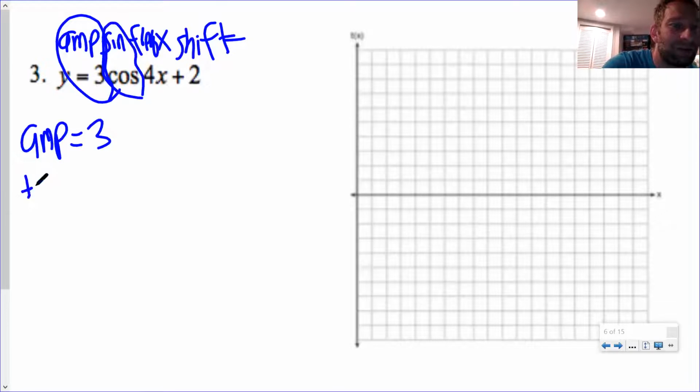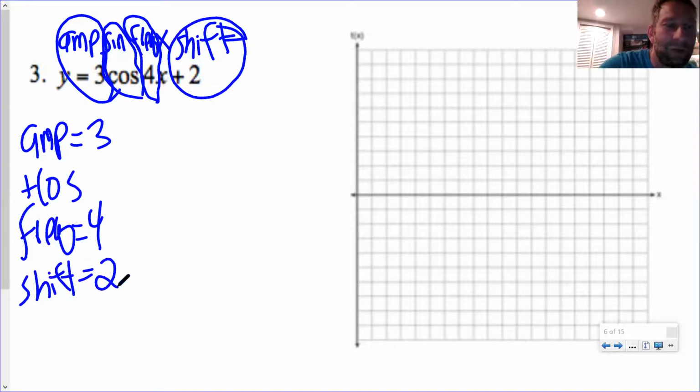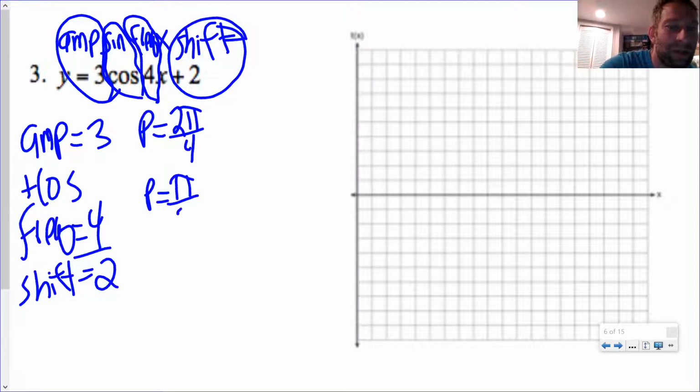It's positive cosine. Next comes my freq. My frequency is 4. Then comes my shift. My shift is positive 2. Now I also need my period. Period is 2 pi over the frequency. 2 pi over 4 reduces to pi over 2.